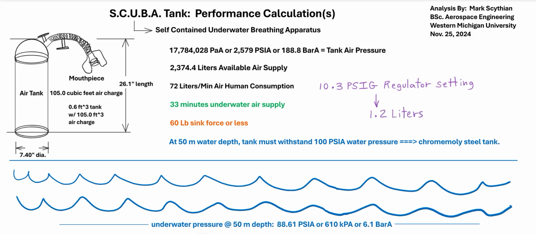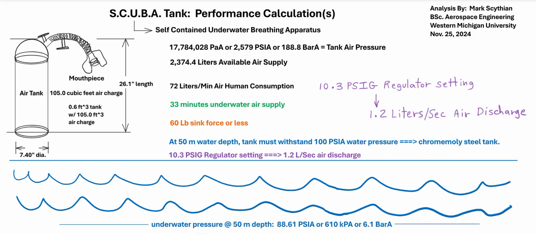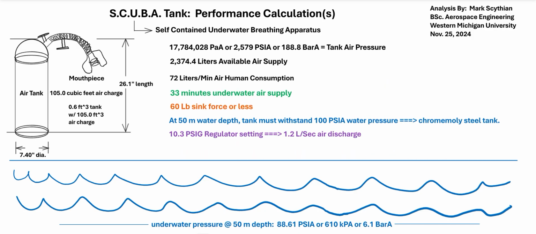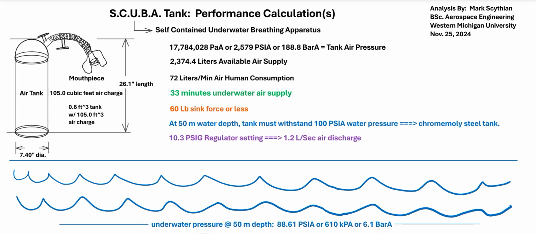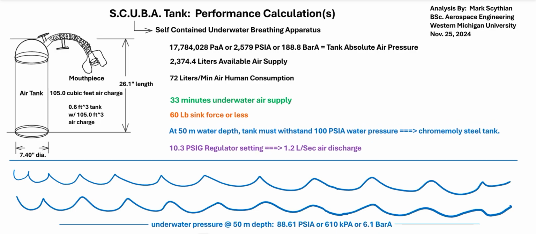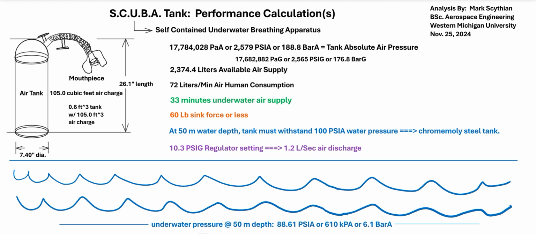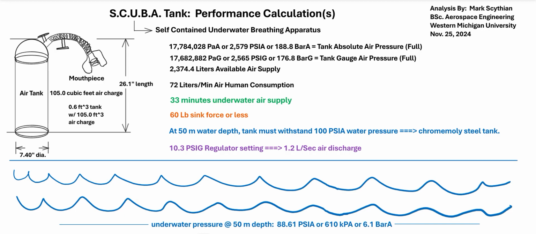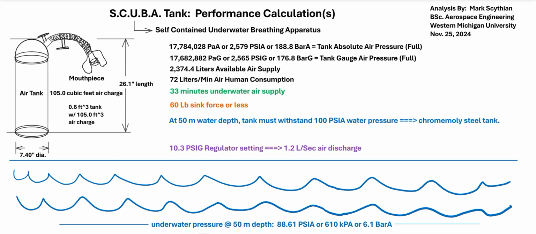So usually there's a liters per minute reading on the gauge too, and it's also adjusted to the user or the diver's preference, but this is a ballpark calculation. So it's approximately 10 PSIG as a regulator setting. So that then completes the scuba tank performance calculations with respect to the air charge. So that's been renamed to scuba tank performance calculations.